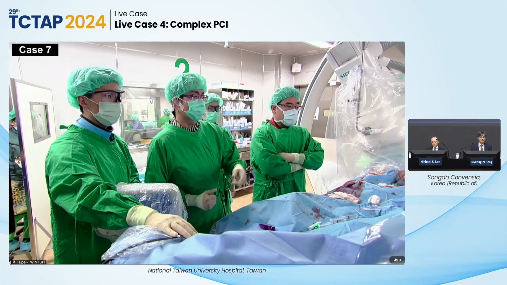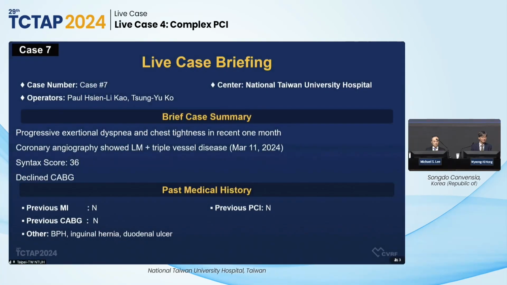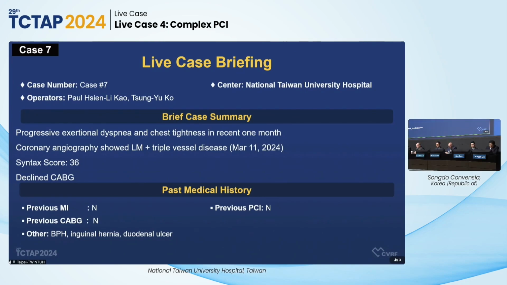Okay, please show me the slide. Our case today is an 85-year-old man, a patient with CAD and left main three-vessel disease. The patient had progressive dyspnea and chest pain in the recent 1 month. He received a scan, which shows severe ischemia at the circumflex territory and even the LAD territory. The patient received a coronary angiogram 1 month ago, which showed left main with triple vessel disease. The SYNTAX score was 63. We suggested CABG, but he refused, so we proceeded to PCI.